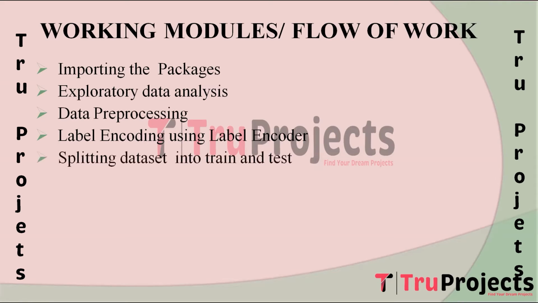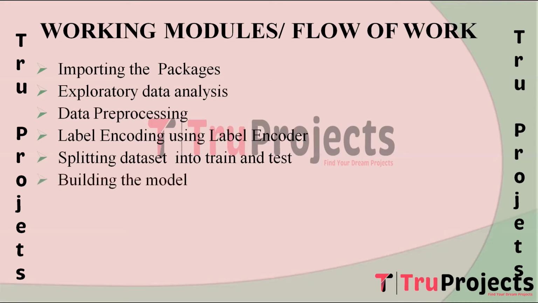Splitting the dataset into train and test. Data is typically divided into two parts, the training set and the testing set. The training set is used to train the forecasting model, while the testing set is used to evaluate the model's performance. This separation ensures that the model is tested on data it hasn't seen during training, providing an unbiased assessment of its accuracy.